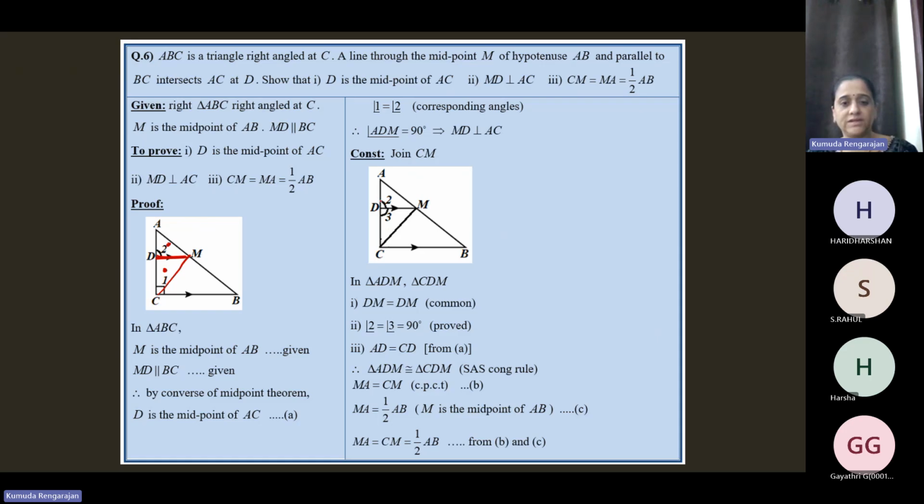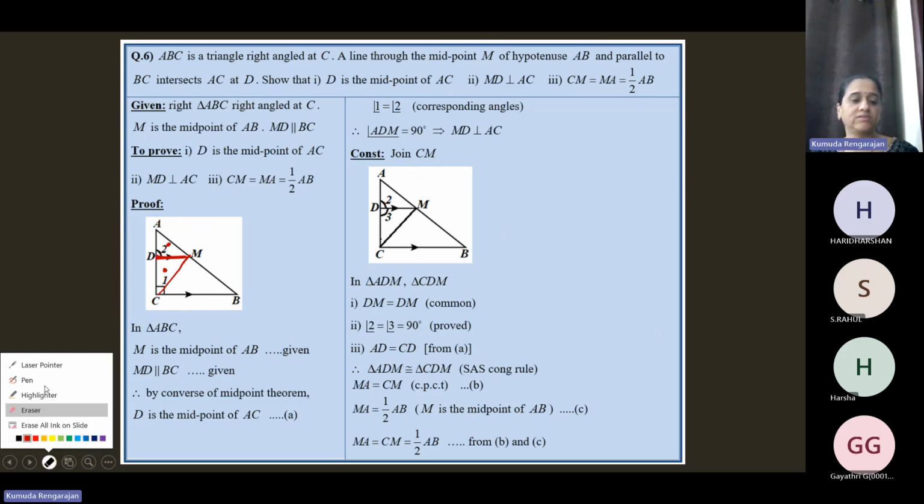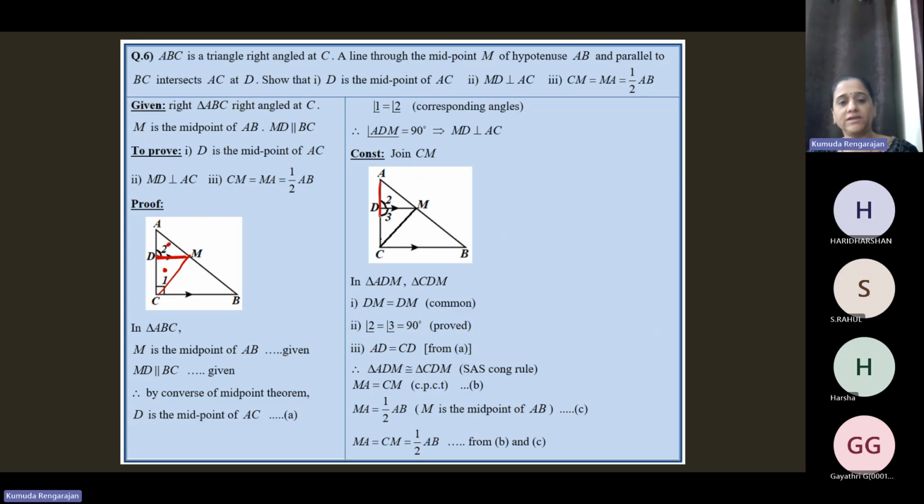In this triangle and in this triangle, this is the common side. And because this is 90 degrees, I marked it here, angle 2 is equal to angle 3, because we proved that 2 is 90 degrees. So 2 and 3, 90 degrees. And then AD is equal to CD. AD of this triangle is equal to CD of this triangle because we proved that D is the midpoint of AC. So the two triangles are congruent and by CPCT, we will have this result: MC is equal to MA.